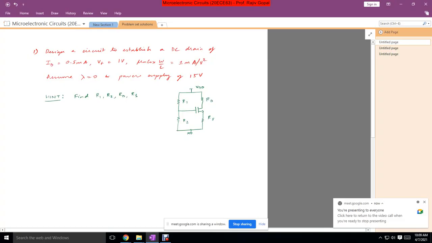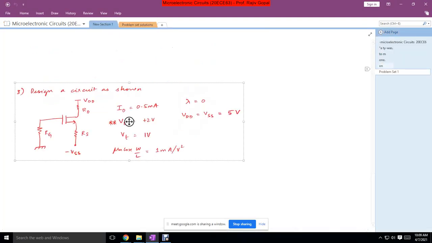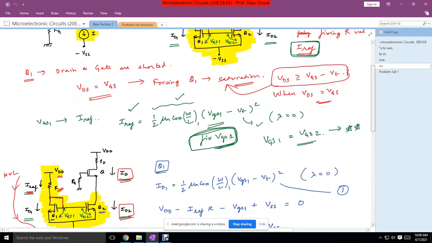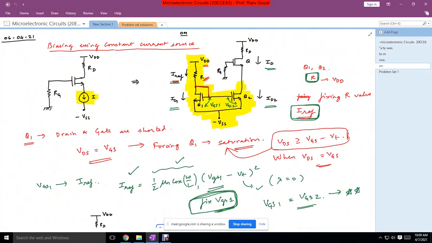So in the last class, we finished off biasing, and we saw a new type of biasing scheme wherein we used a current source to fixate VGS and to control ID. So that circuit was nothing but a current source, a current mirror. This is your current mirror.